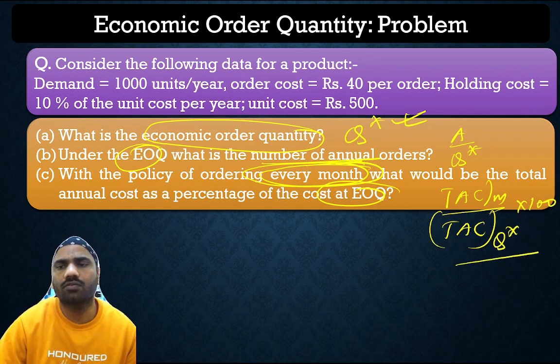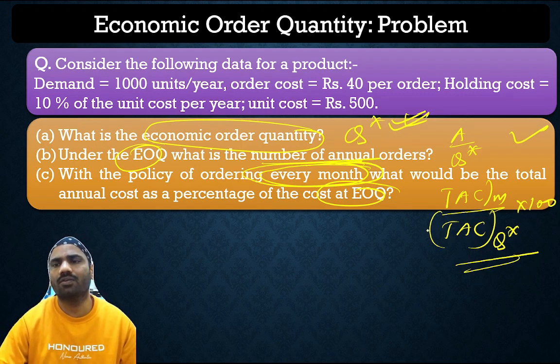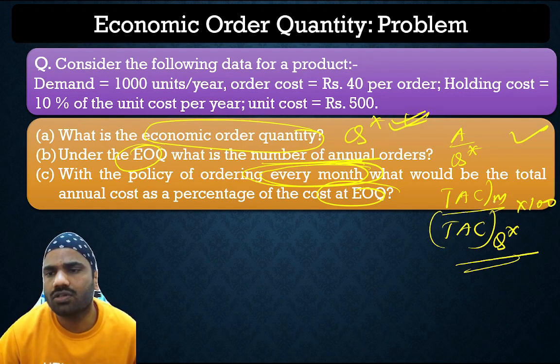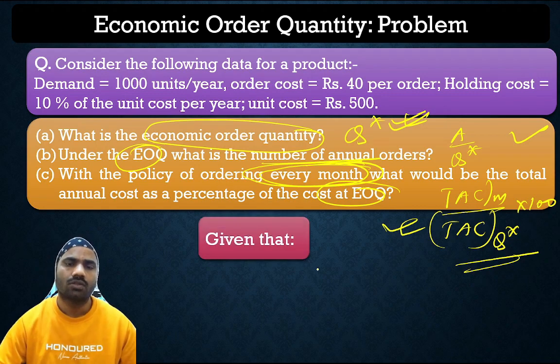So we will find the value of this. We have to find these three terms: Q star, A by Q star, and total annual cost monthly by total annual cost in the EOQ into 100. So we will find these values.